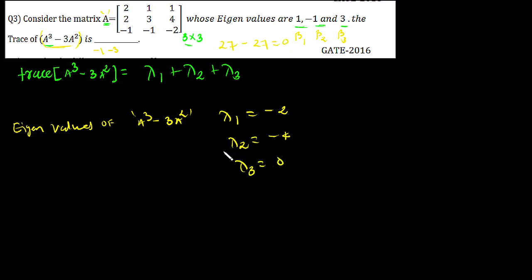So we have found the 3 eigenvalues for this matrix, and we have to find the trace of this matrix. So simply we have to add those 3 numbers. The addition of those 3 numbers is simply minus 6, which is the trace of this matrix. So I can write minus 6 as my answer. Okay, now let's move to the next question.